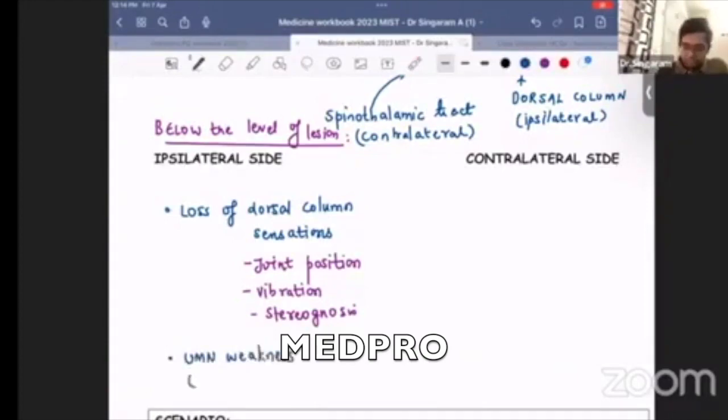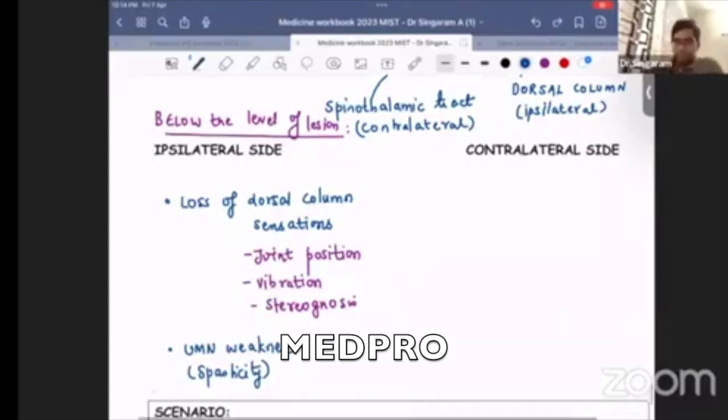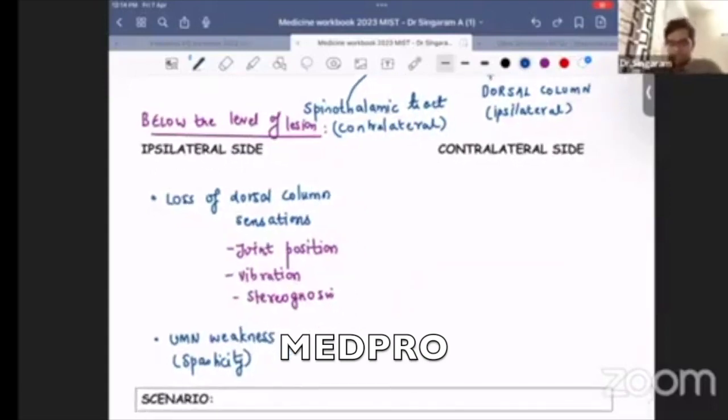which is characterized by spasticity on the ipsilateral side. Okay, UMN weakness on the ipsilateral side. The corticospinal tract is UMN; from the anterior horn cell and the nerve below only is the LMN. We are talking about the corticospinal tract, so it will be UMN weakness. That's what you need to remember. Below the level of lesion, you have UMN weakness as well as loss of dorsal column sensation.